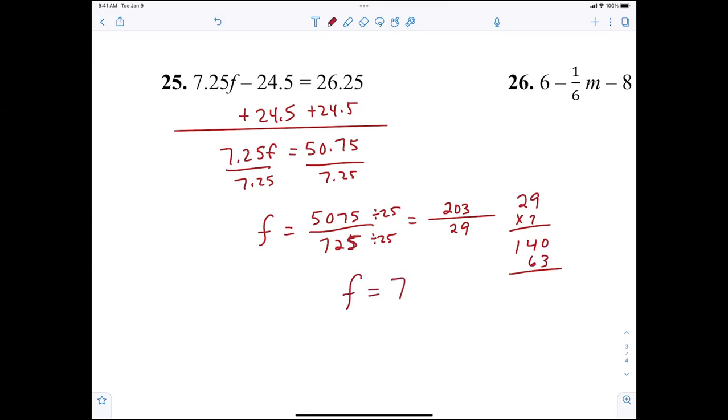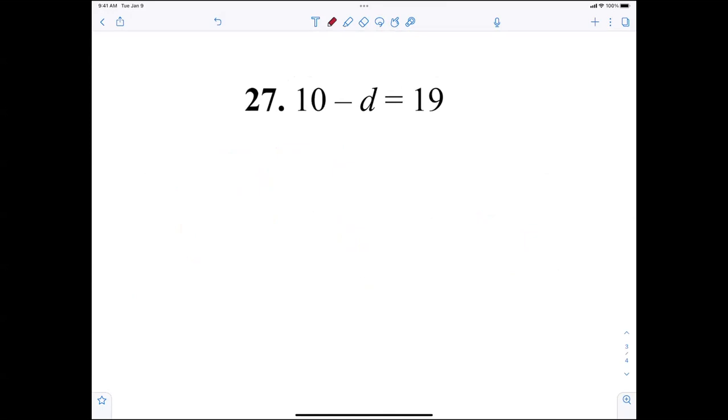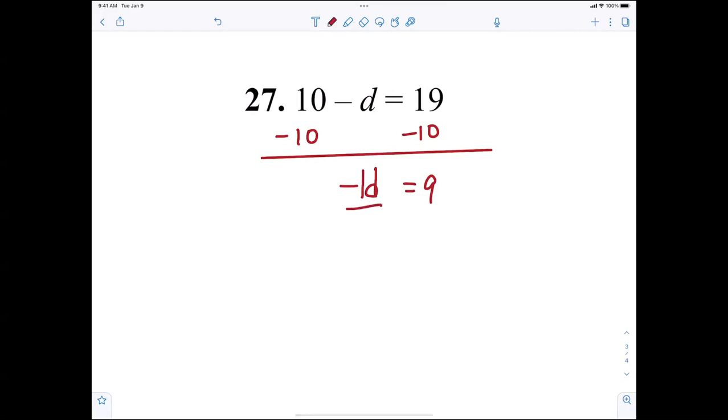All right, that was kind of hard. All right, Mikey, you get to do 27. -10, perfect. And then you get +9 and -d equals +9. That's right. So now what does D equal then? Now think of this as a -1. So then I would divide both sides by -1, right? So if I divide both sides by -1, I get D equals what?